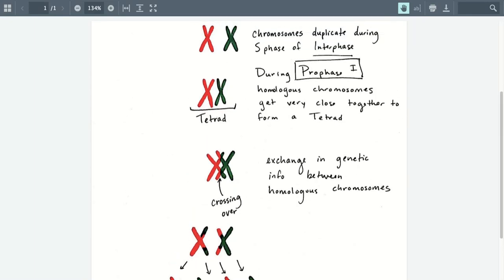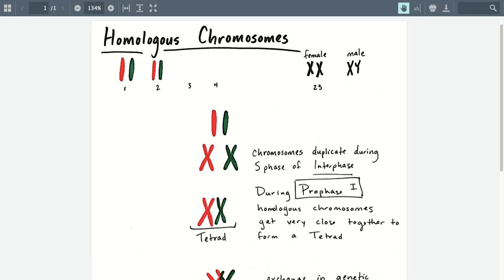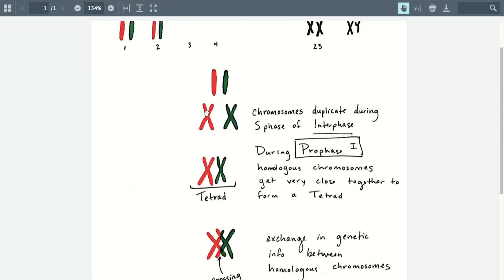All right, so a little review here. I know it was a lot. We have this concept of homologous chromosomes. Homologous chromosomes just means there's a pair of chromosomes, and one copy of that chromosome is from an individual's mom, the other one is from dad. During S phase of interphase, those chromosomes are replicated or duplicated, copied.